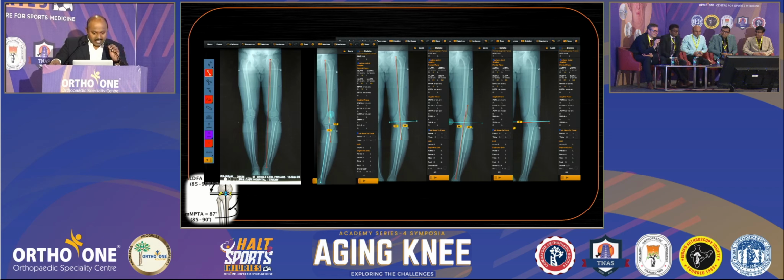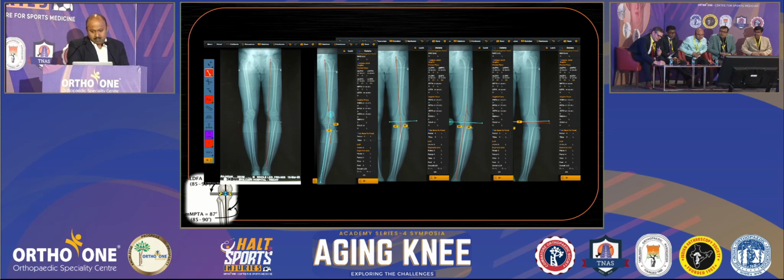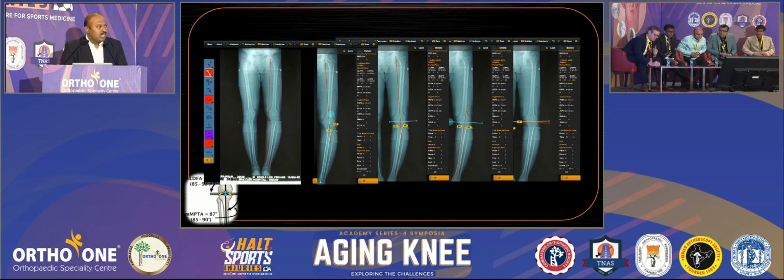Okay, I'll tell the angles, sir. Mechanical axis deviation is 12 degrees. MPTA is 84 degrees. And mechanical distal femoral angle is 91 degrees, sir. And joint line congruence angle, JLCA, is 3 degrees.